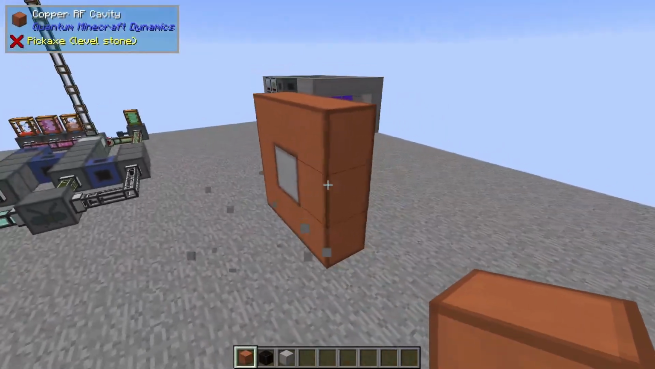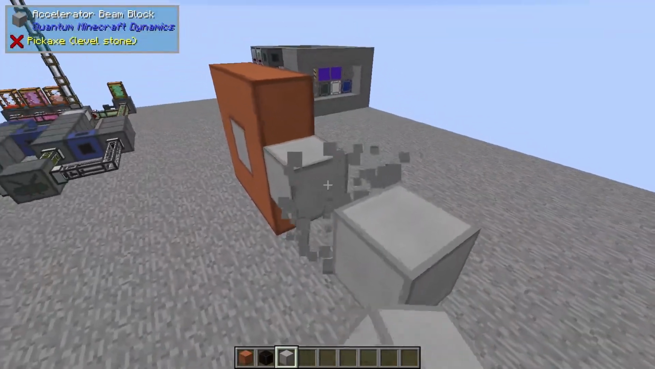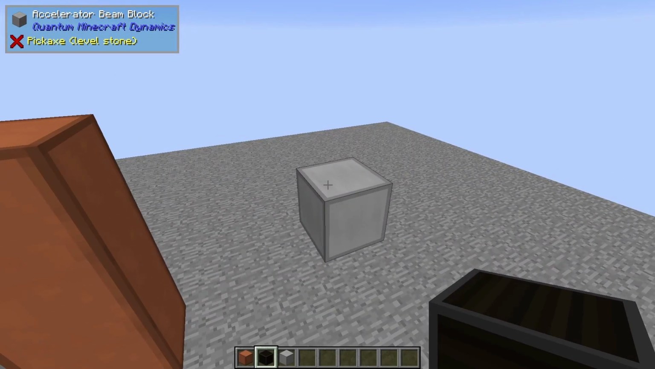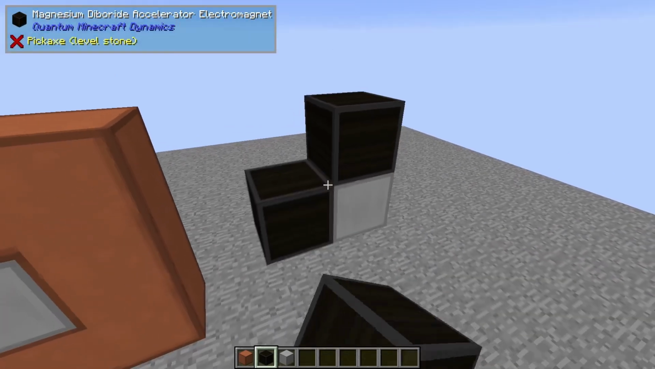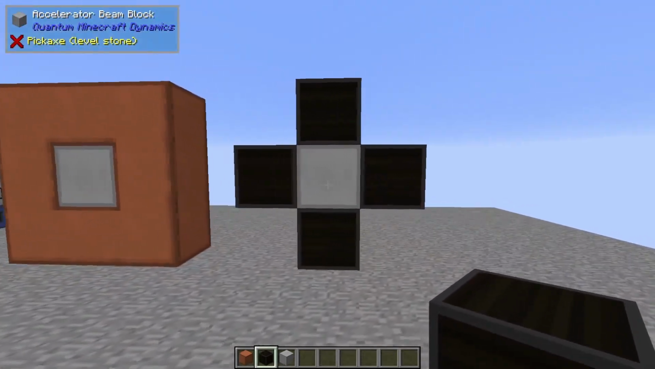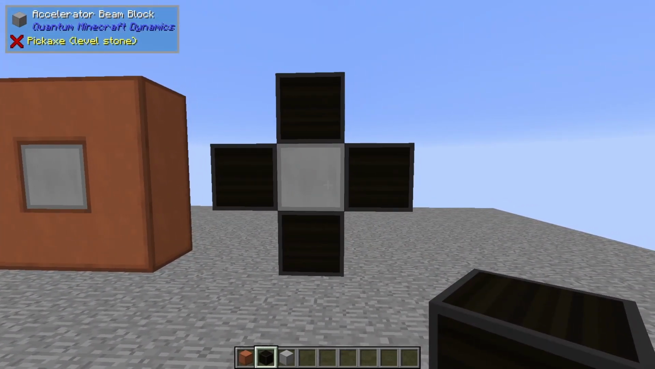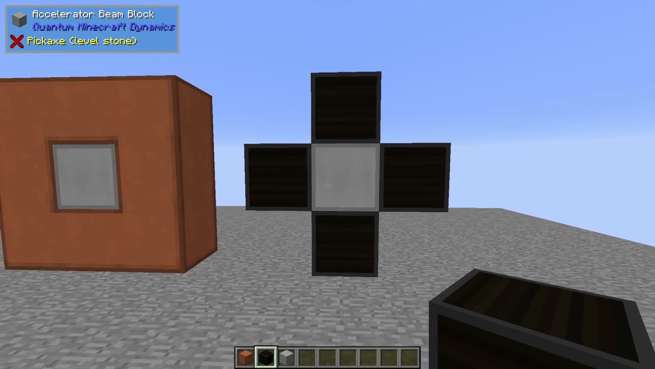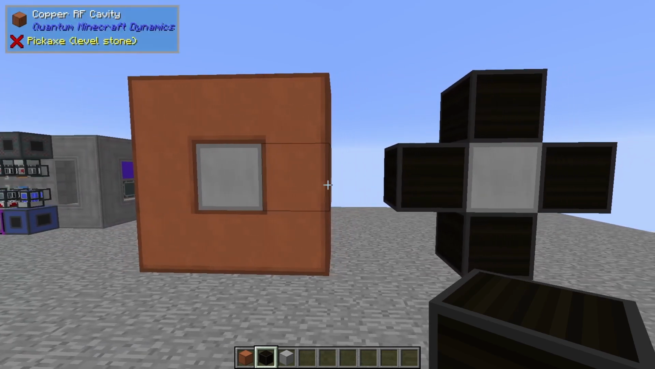The other structure that we can build for a linear accelerator is the quadrupole magnet. A quadrupole magnet structure is formed by placing 4 identical magnets in a plus formation around a beam block. Quadrupole structures can be placed next to each other, unlike cavities. Each one of these structures will inherit the stats of the one component making them up. So what are the stats it inherits?